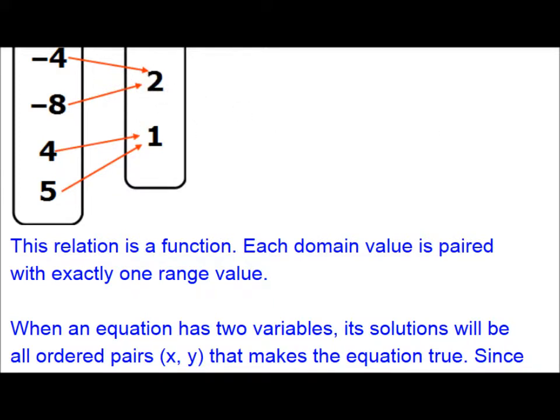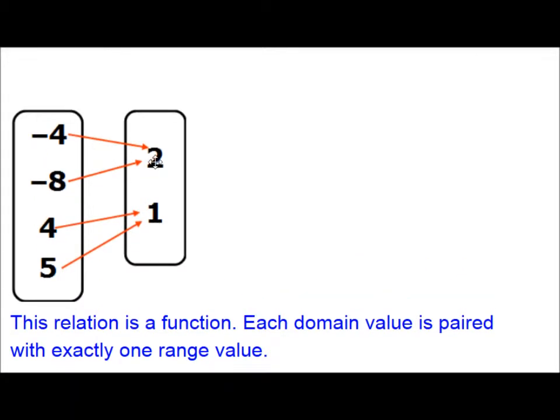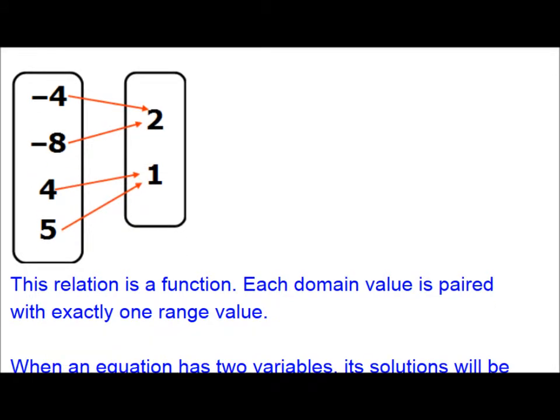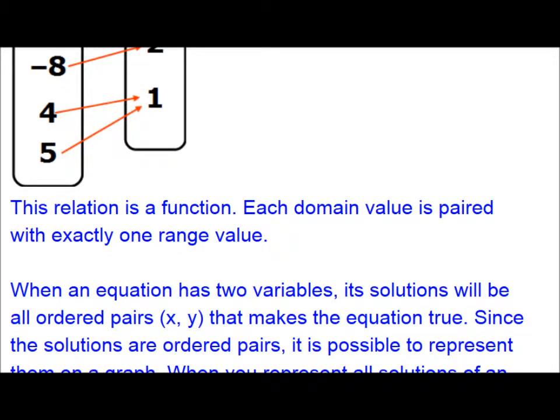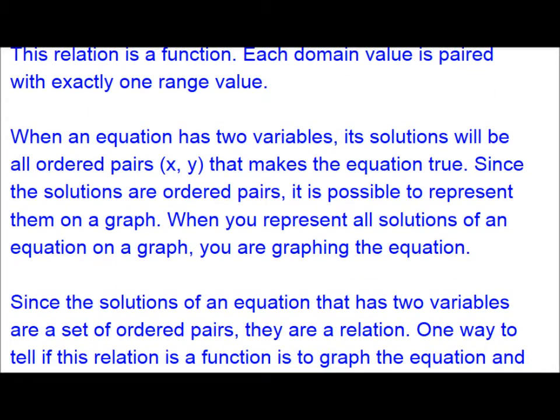As in the previous case, one domain value was pointing to two different range values. So that's not a function. We have to keep this in mind for selecting which one is a function and which one is not. So remember the rule, a domain value should be paired with exactly one value in the range.